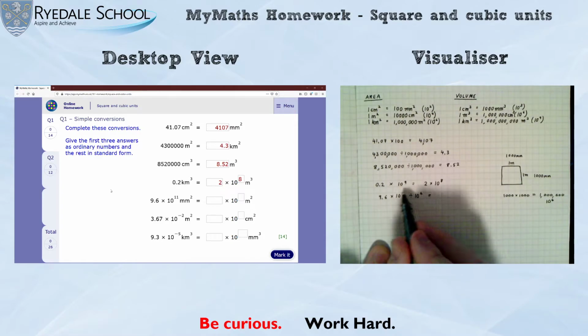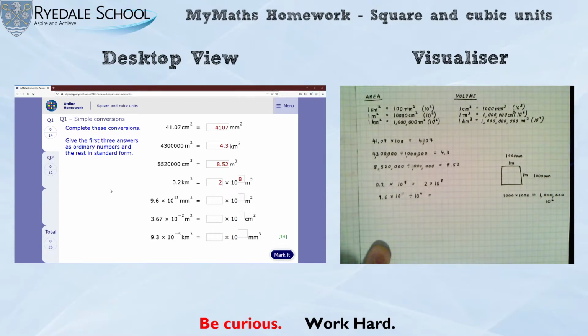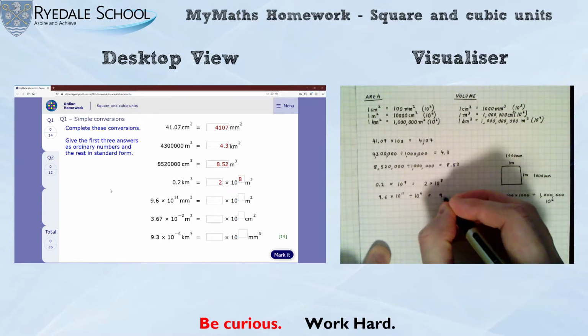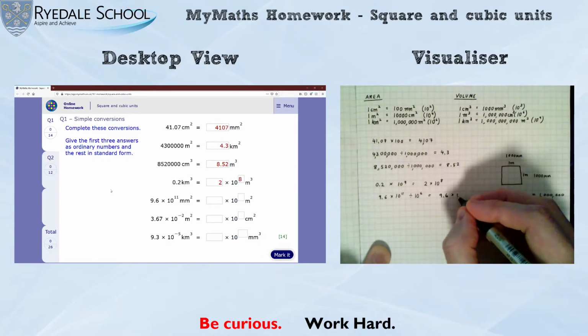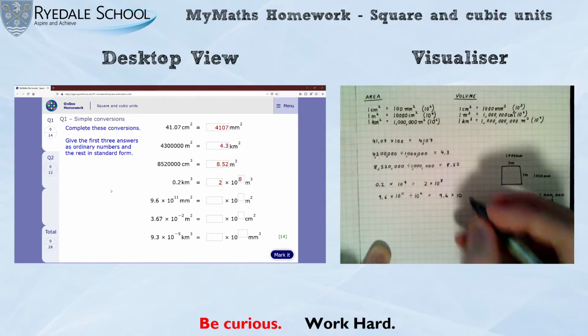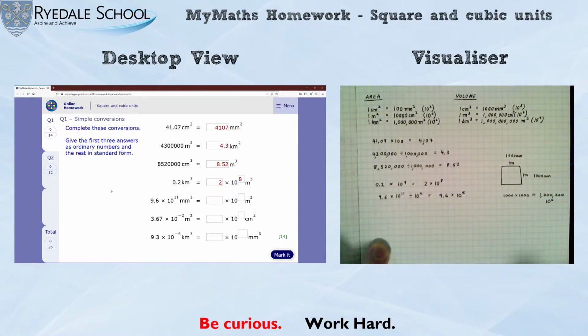Okay, and this is where I'm going to use the indices, because we know if we do a division with indices, we can subtract those indices. So this ends up being 9.6 times 10 to the power of, and 11 take away 6 is 5. So that one there should be 9.6 times 10 to the 5.